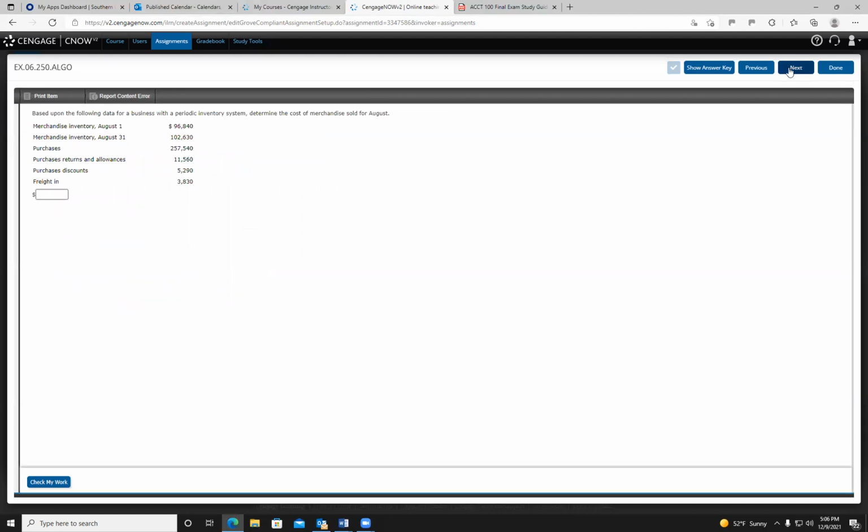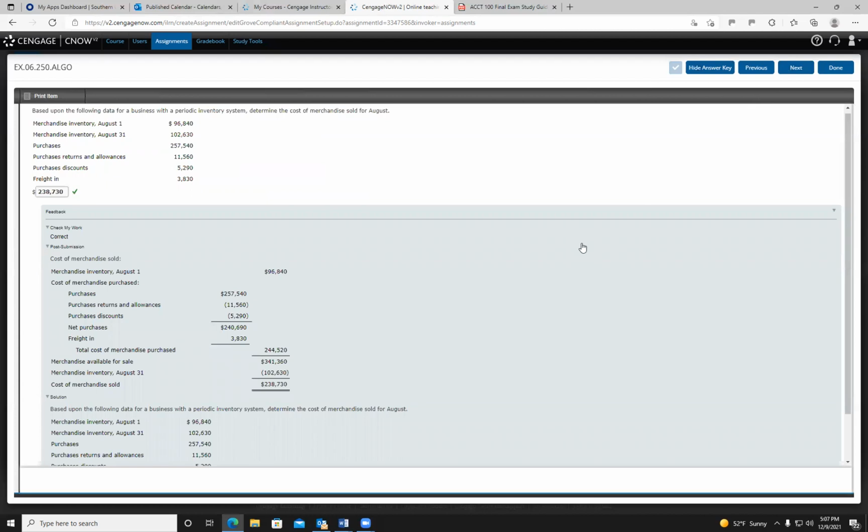All right, this one's a little bit trickier. On this one, what it's wanting you to do is determine the cost of merchandise sold for August. Based on the information they provided us, there is one way to do it, and it's the best way to do it. I'm going to click on show the answer key because it'll show the math and the calculations. It'll be easier for me to explain and show you how to do it.